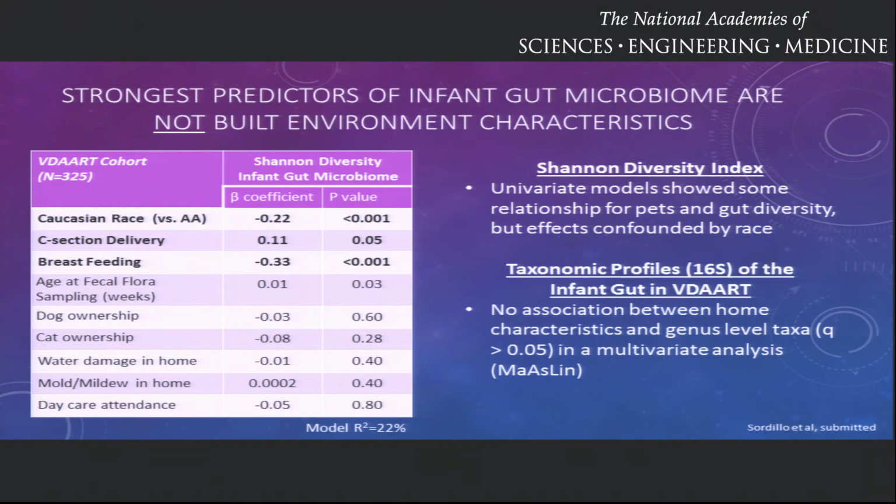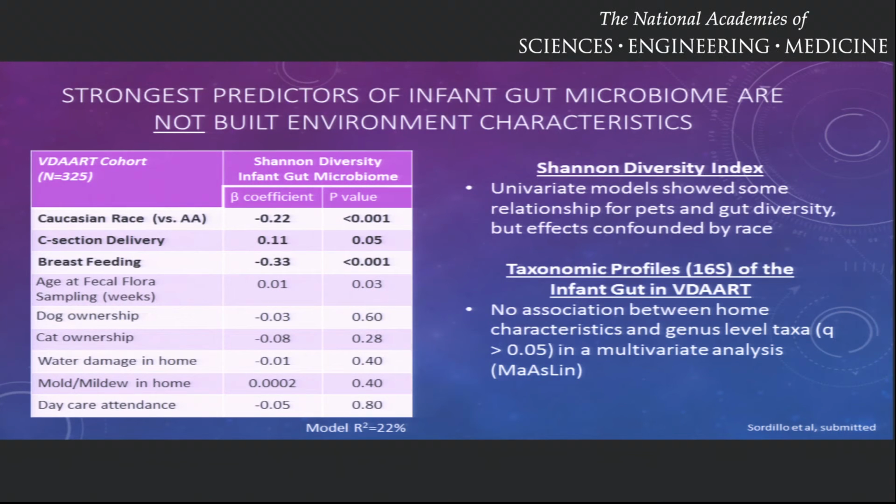And we see relationships between race, and this is a Shannon diversity index in a multiple regression model. We see associations between race and Shannon diversity of the infant gut, C-section delivery, and breastfeeding. Now, initially when I ran the univariate models or looked at the predictors one by one, we did see some associations for cat and dog ownership. But when I entered all the variables into a multiple regression model, these findings kind of went away, and it turns out that they're really confounded by race, like different racial groupings have different prevalences of pet ownership.